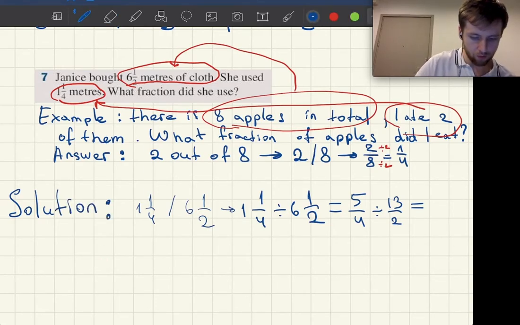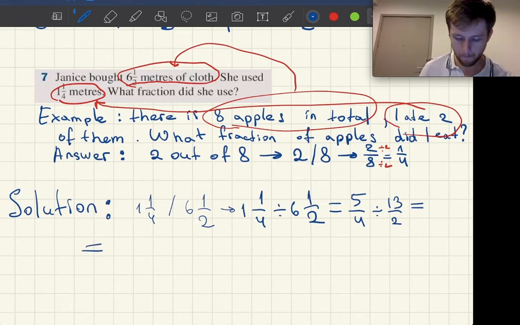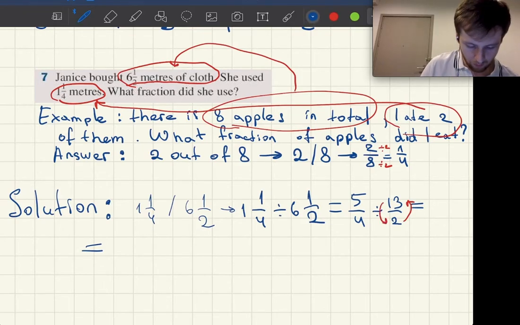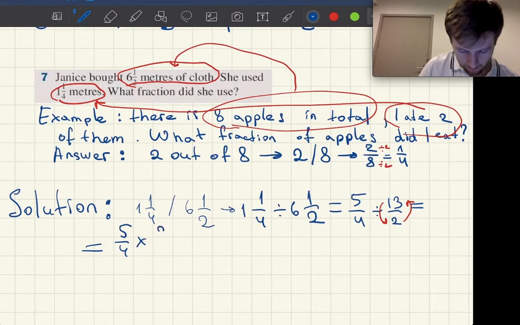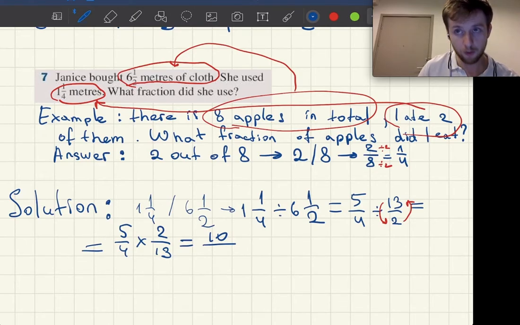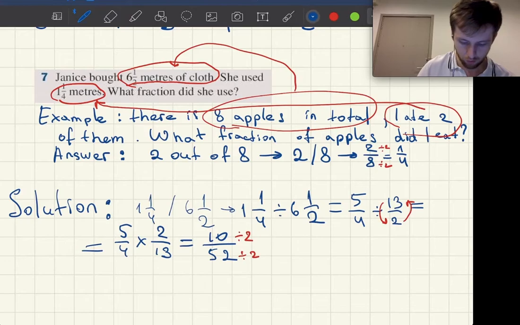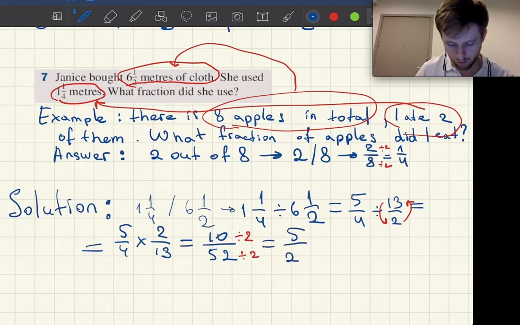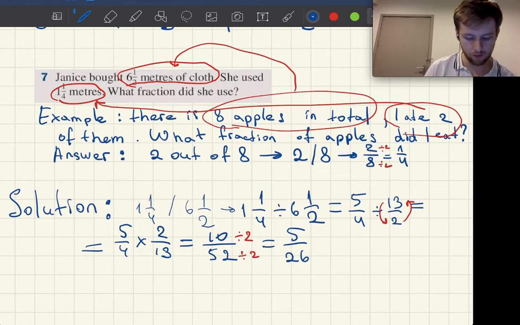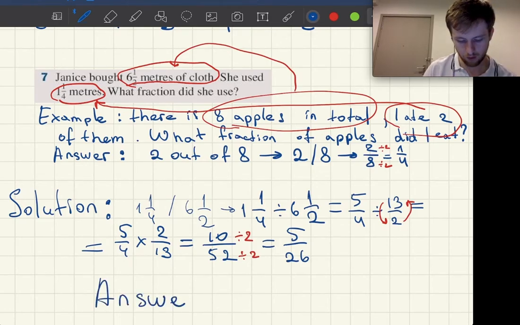And then it's equal to, we have to flip them again. So the answer is 5 over 4 multiplied by 2 over 13. So we get 10 over 4 times 13 is 52. 10 over 52. We can divide it by 2 at least. They're both divisible by 2. So we get 5 over 26. And this is our answer. This is actual answer.